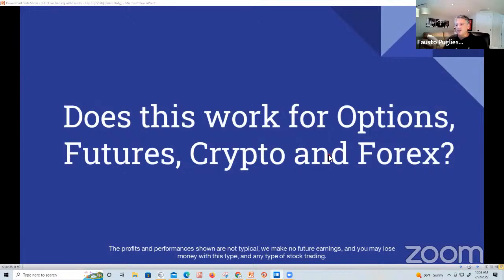Does this work for options, futures, crypto, Forex? Yes, it does. I'm an actual stock trader. I'm going to teach you how to swing trade and day trade. You can use it for options and futures also. By the way, if you're not making money with either one of them, then maybe it's time to change. You know what I mean?